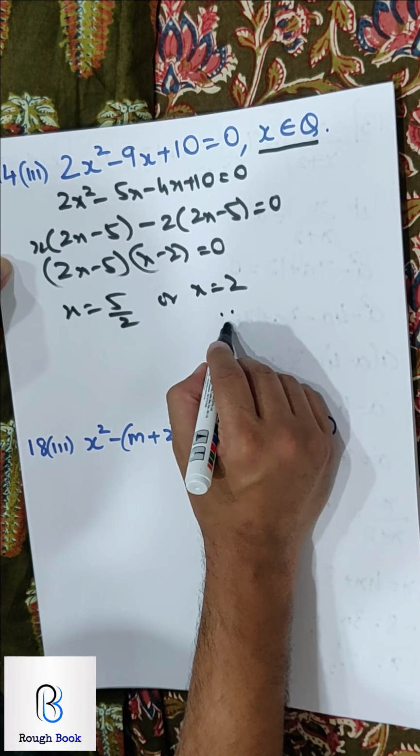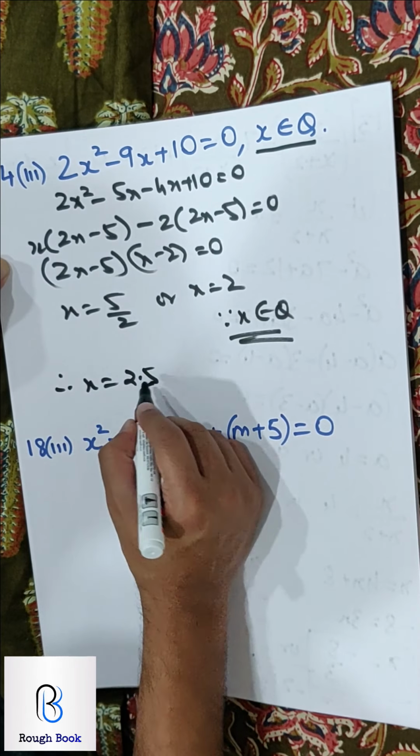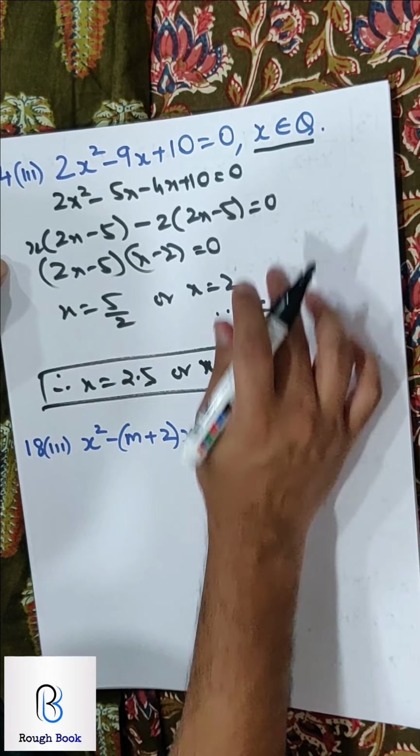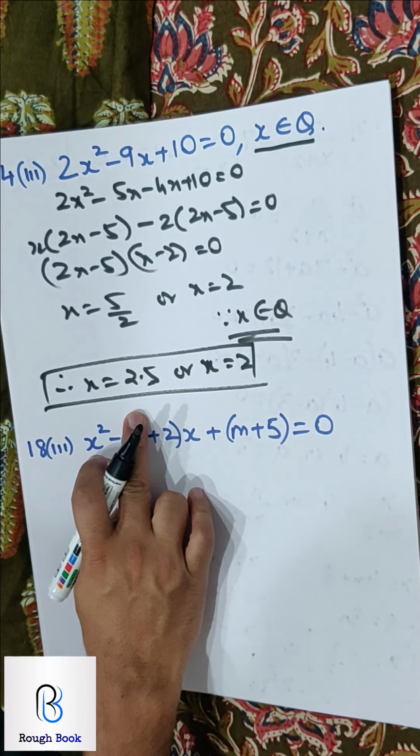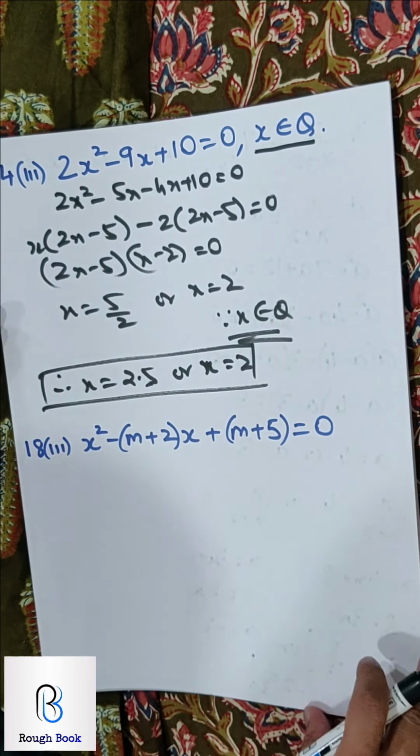You say since x belongs to Q, therefore x is 2.5 or x is 2. Both will be accepted. Had they said natural or whole number, then this one we wouldn't have considered. But since it is saying that it belongs to Q, we have to consider both of them.